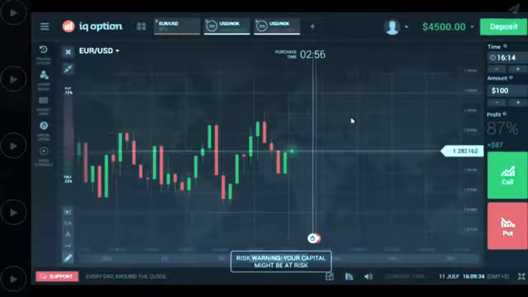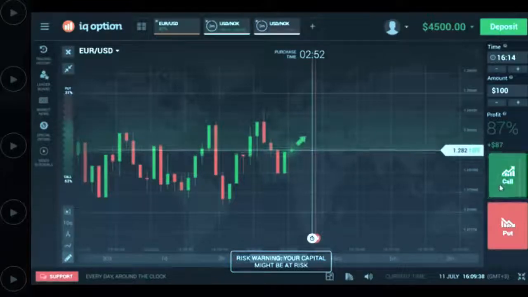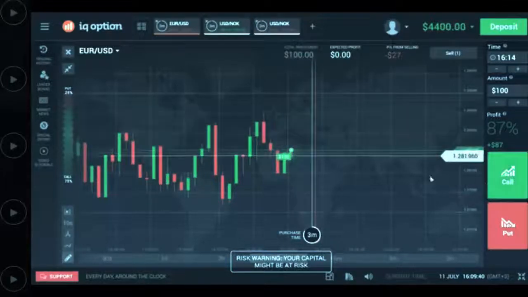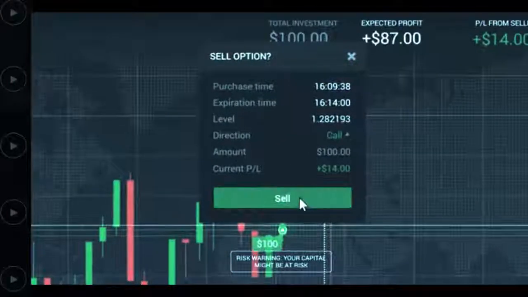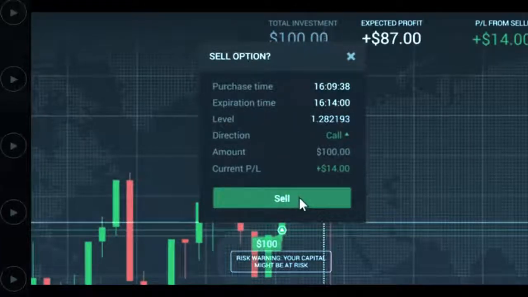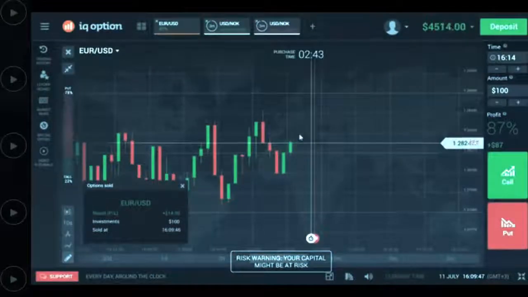The pre-scheduled option sale function allows you to close your deal at any time. You can sell options by clicking an open position right on the chart and pressing the sell button. The sell price and your profit are then indicated.